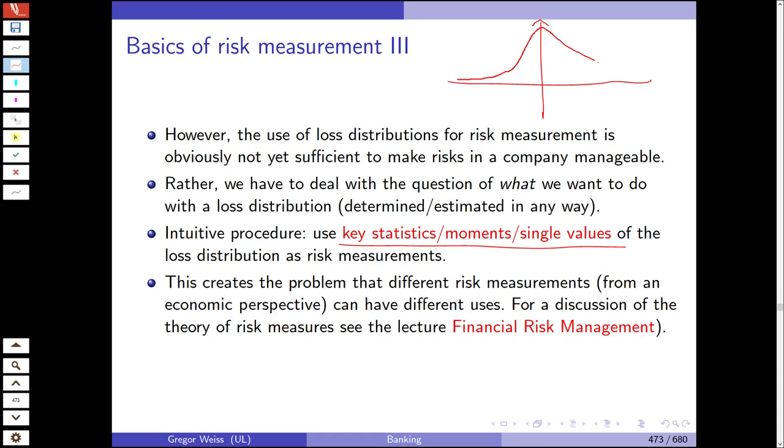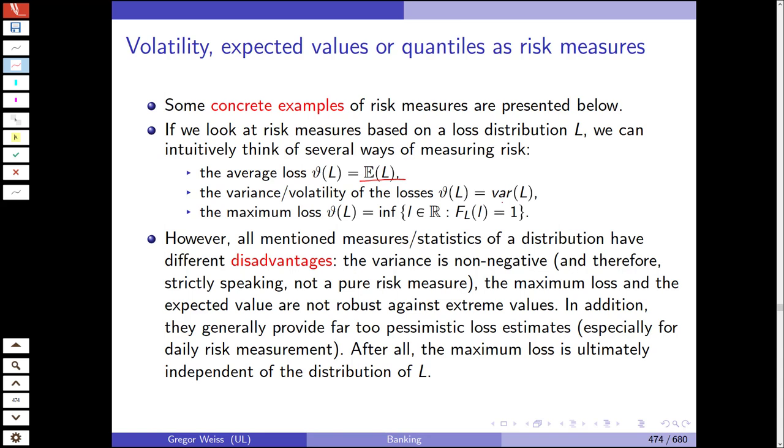Let's assume that this is the loss distribution. You can simply say, let's take the mean, let's take the highest loss, let's take a quantile, or let's take the volatility, sigma. So these are different ways of coming up with risk measures and estimating risk. So you can take the average loss, the expected value, you can take the variance, you can take the maximum loss. All these three measures have serious disadvantages.